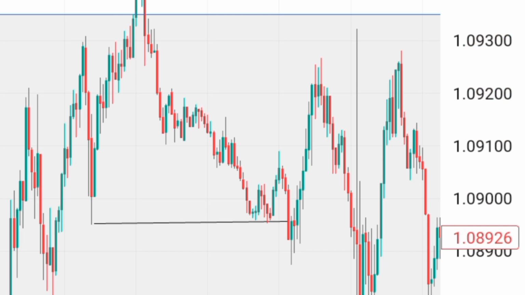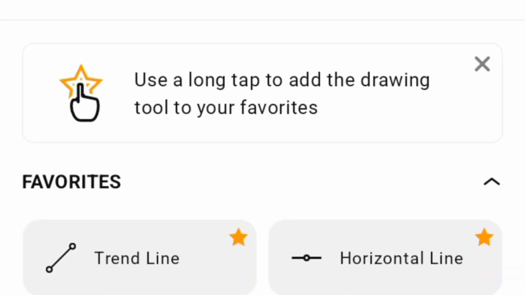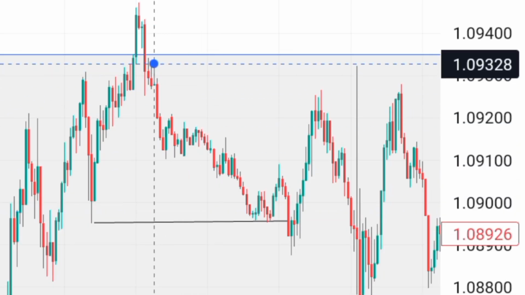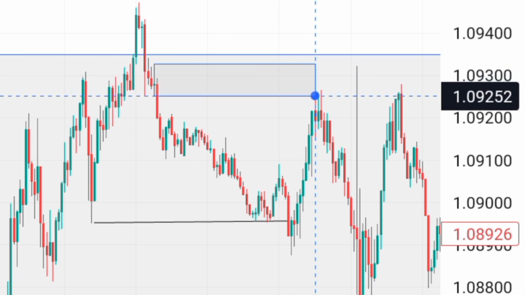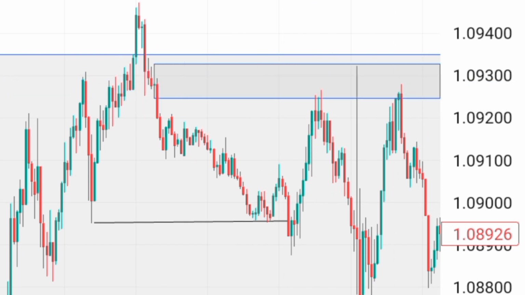We shall also look for the order block, and I think you know how to get the order blocks, right? Okay, this was the order block. If you can see very clearly, it was right here. This was one of the order blocks.